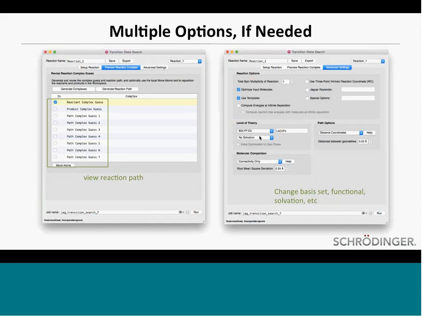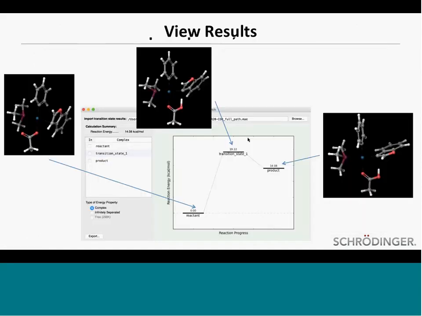Also in the graphical user interface, there are multiple options if you need. So for example, you can go through and alter the level of theory if you wish under advanced settings, as well as various other things that you may wish to play with. When the calculation is done, the results can also be visualized through a graphical user interface, where we try to plot out the energy as a function of reaction progress for you. And this is actually coupled to the workspace, so you can click on any particular point and it will show you the structure in the workspace as well.